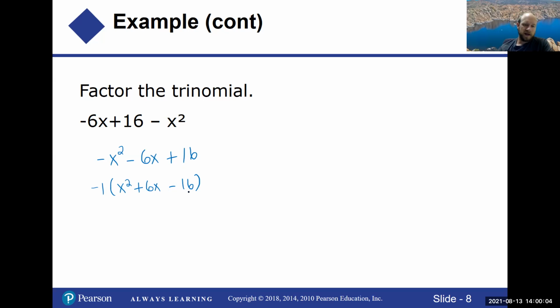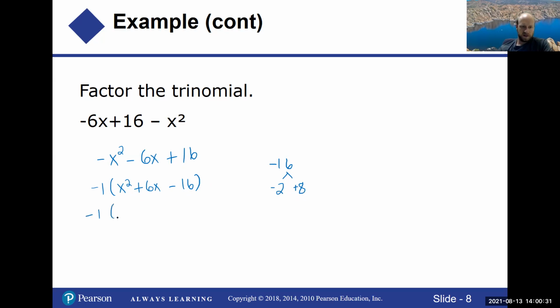Now I'm going to factor this. Well, the leading coefficient here is 1. It's not something that we've been doing in this section. It's something we did in section 6.2. So now I can just take 1 times negative 16 is negative 16 and find factors of that add to 6, which would be negative 2 and positive 8.